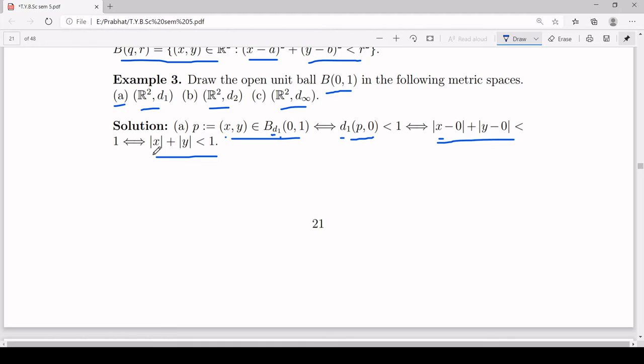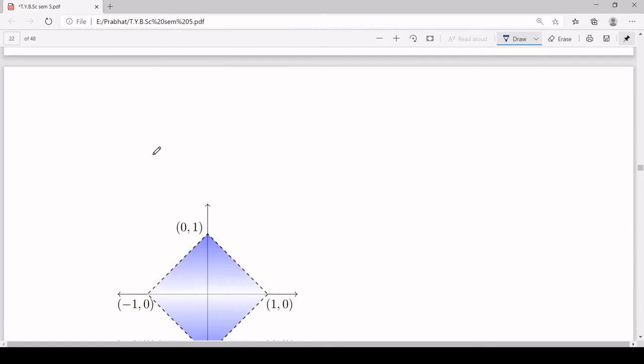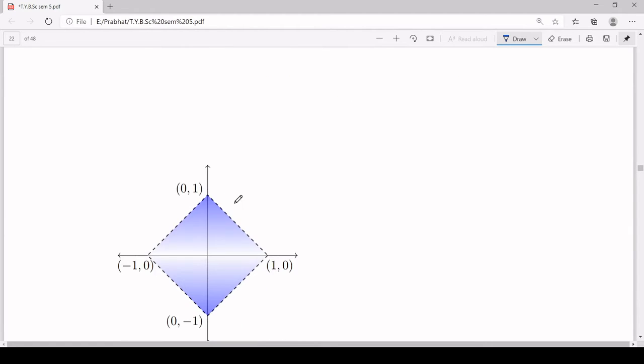So what we will do is try to plot all these four equalities: x plus y equal to 1, x minus y equal to 1, minus x plus y equal to 1, and minus x minus y equal to 1. So that is plotted here. See, everywhere I am using the dotted line. That means it is not part of our set B01.